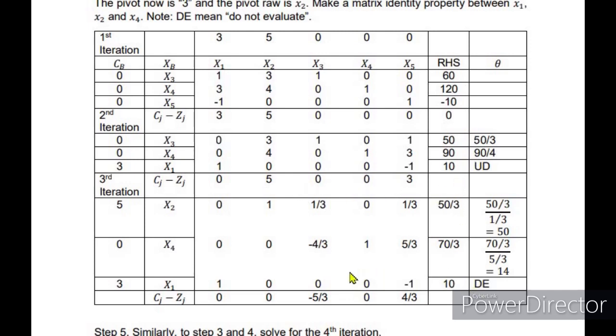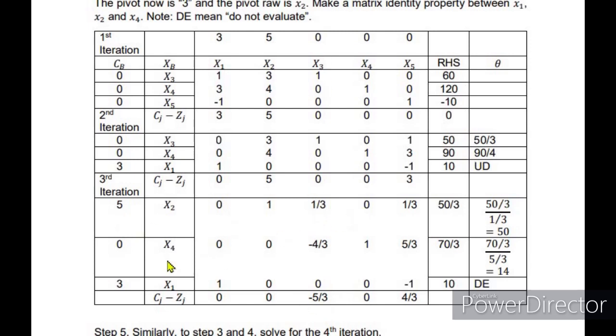Okay? So now we are ready to compute for the Cj minus Zj. So for the first one, 5 times 0 is 0. 0 times 0, 0. 3 times 1 is 3. So 3 minus 3 is 0. Okay? 5 times 1 is 5. 0 times 0, then 3 times 0. So we have 5 here. So 5 minus 5 is 0. Okay? Next, 5 times 1/3 is 5/3. 0 times negative 4/3 is 0. 3 times 0 is 0. So we only have 5/3. So 0 minus 5/3 is negative 5/3.